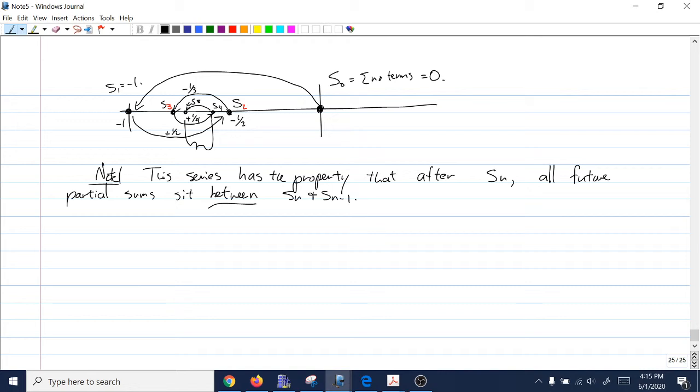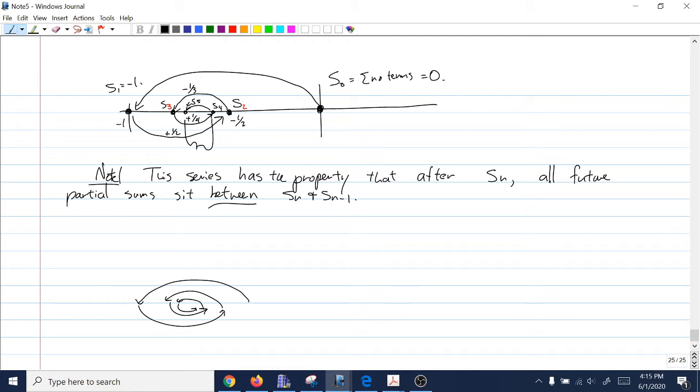Is this obvious? Why is this true? Well, it's this alternating back and forth thing. We're always going to go the opposite direction of the last one because the negative 1 to the n always flips back and forth. We're never going to go past that last jump. The next one is going to be between the last two.